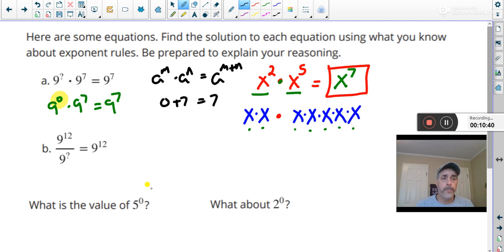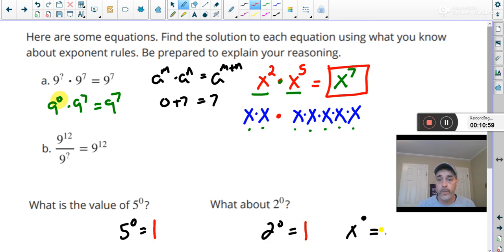We might also be able to talk about 5 to the 0 power, and you may remember this from our class, but 5 to the 0 power, 2 to the 0 power, or anything raised to the 0 power is always the exact same number. 5 to the 0 is 1, 2 to the 0 is 1, x to the 0 is 1. So if we explained it this way, 1 times 9 to the 7th equals 9 to the 7th. It would be an alternate way to explain the answer. Hope that helps.